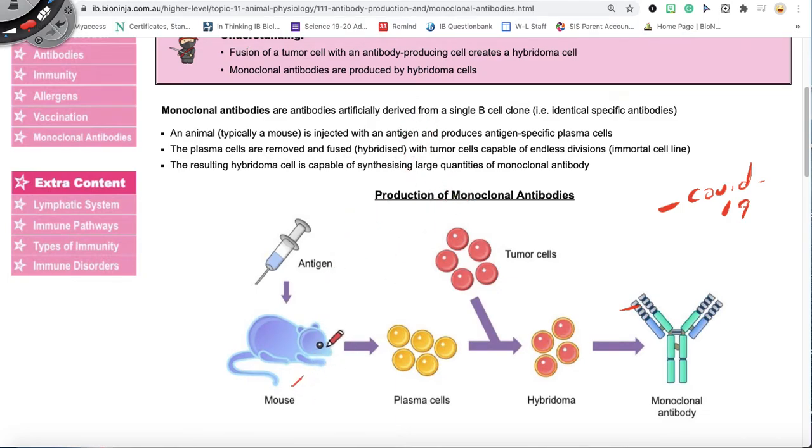So what happens? A mouse is injected with an antigen, and this antigen produces specific antigen-specific plasma cells, right? Now, remember that these plasma cells are going to in turn produce antibodies and memory cells. But how do you get a specific antibody from the specific plasma cells? So the plasma cells are removed from the mouse's bloodstream, and then they're hybridized. Here's what makes them different. They're hybridized, meaning that they are fused with tumor cells.